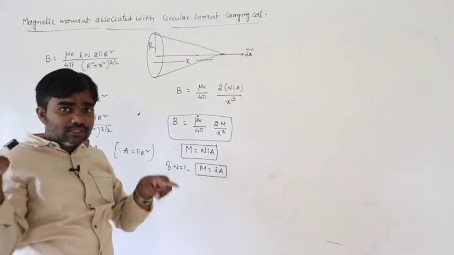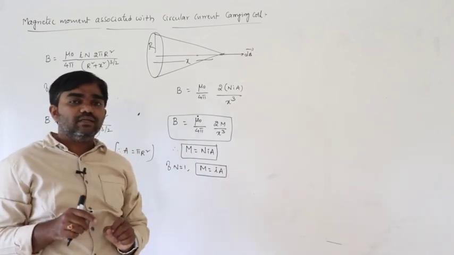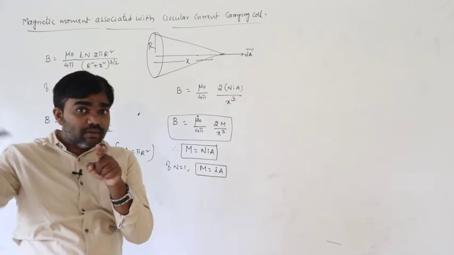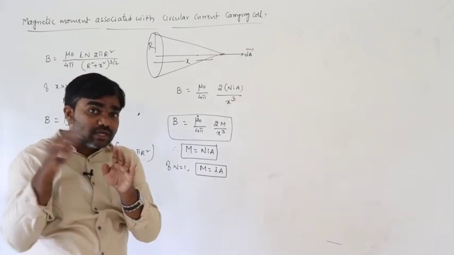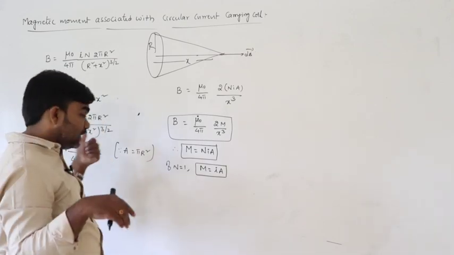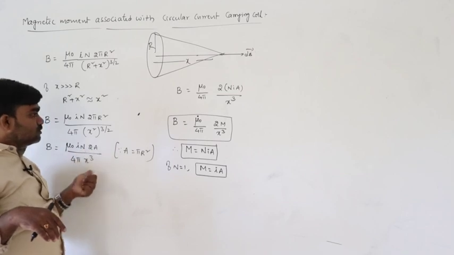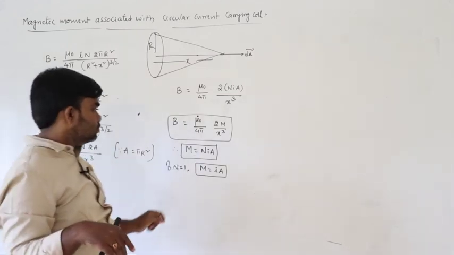In that bar magnet also, the distance from the center of the magnet from that position is much greater than the length of the magnet. D is very much greater than L, then L must be neglected. In the same way here, R must be neglected. By using that, M is equal to NIA.